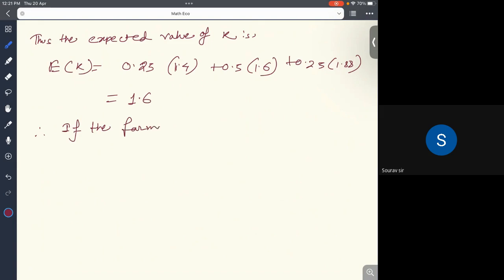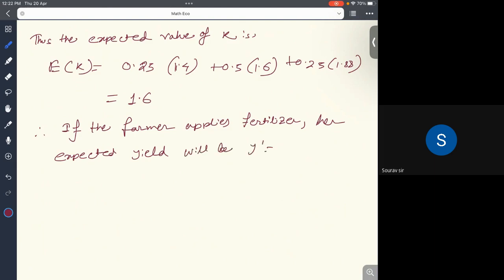So you can conclude that if the farmer applies fertilizer, her expected yield will be y prime is equal to 1.6 y.